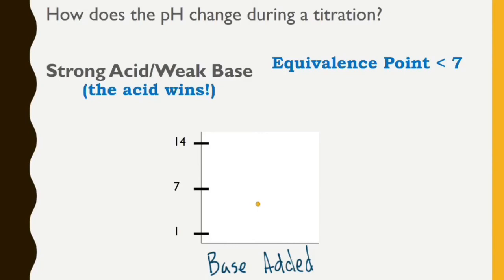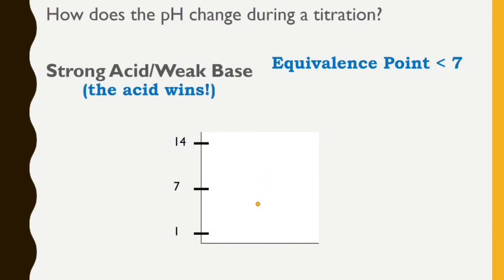So we're going to start low and end high, but if our base is weak, it's probably not going to end quite as high. So it will look a little bit like this, with that equivalence point, middle of my S-curve, below 7. And flipping that around would just kind of come down this way with the other graph.